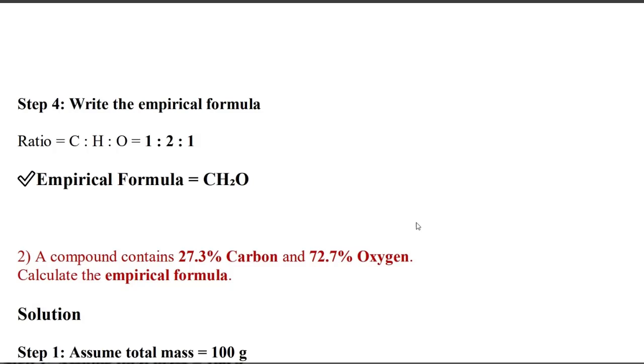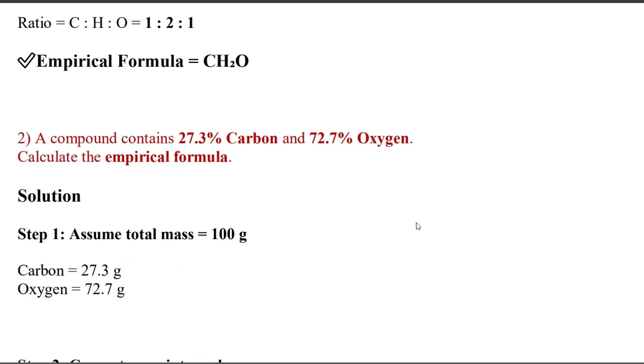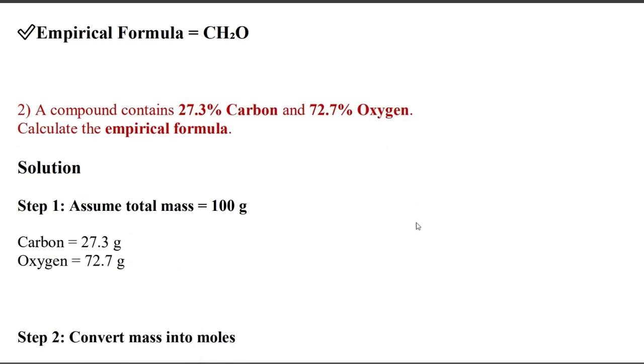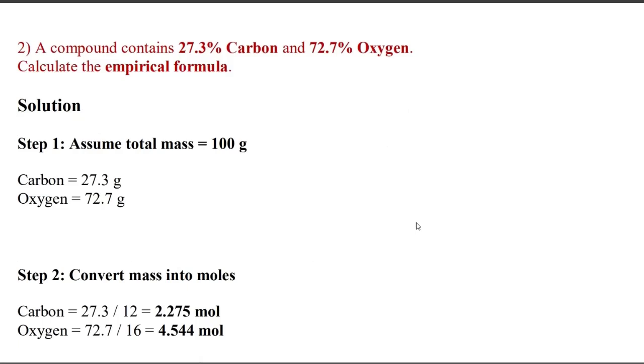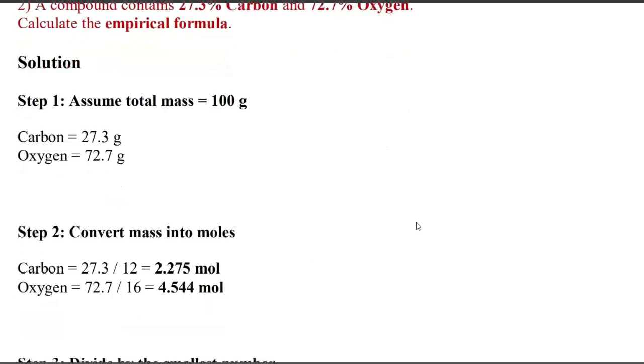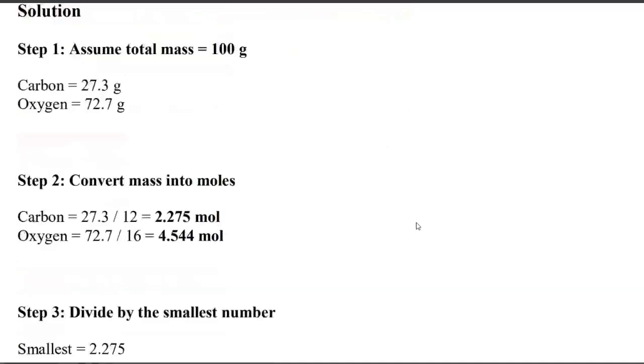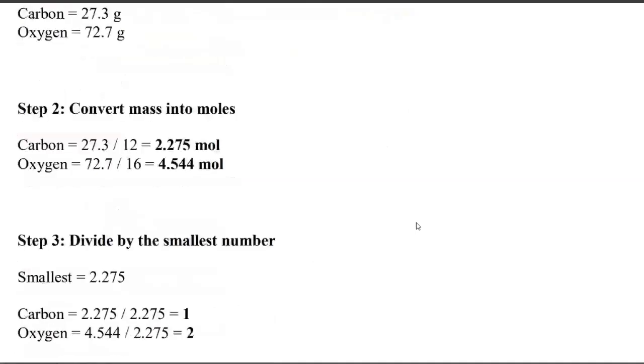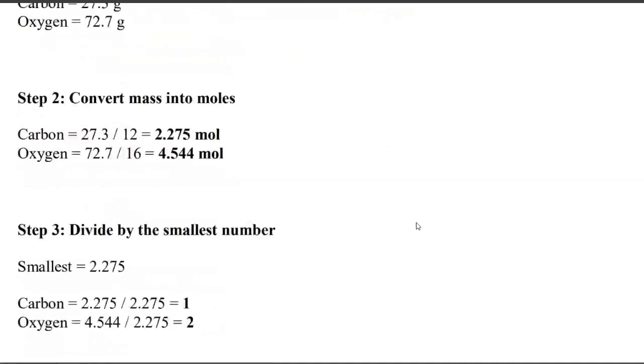So the second example is: a compound contains 27.3% of carbon and 72.7% oxygen. They have asked to calculate the empirical formula. Same as the above one, we first assume the total mass as 100 grams, and then convert mass into moles, that is grams into moles, as I've given here. As we know, carbon is 12 and oxygen is 16. So we'll get those values.